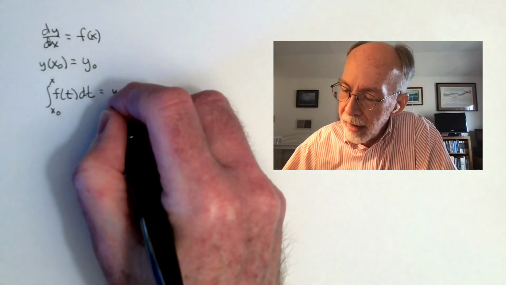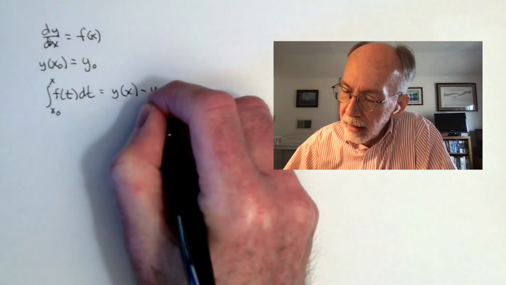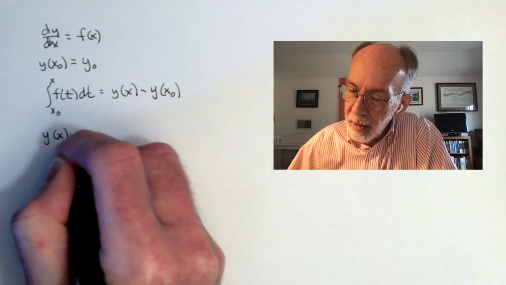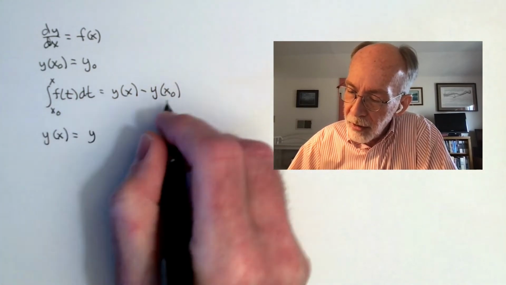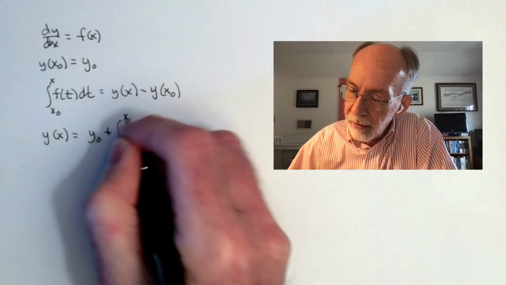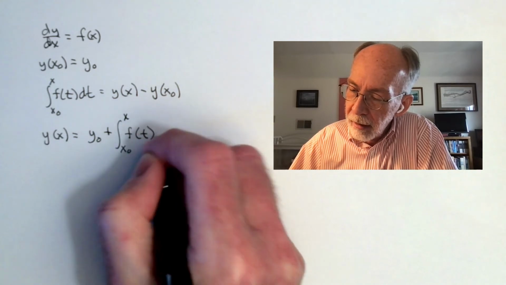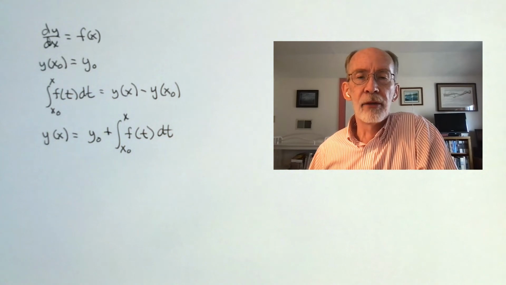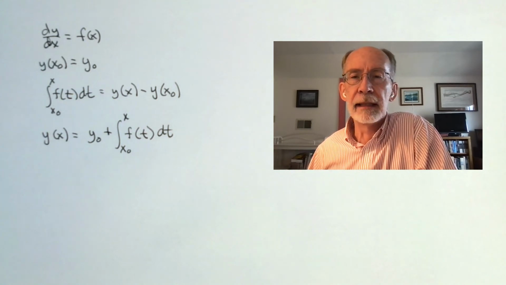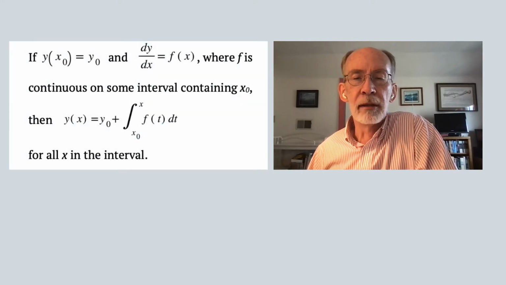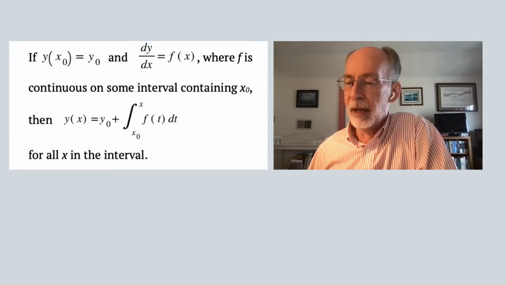In other words, y of x minus y of x naught. And so y of x, by algebra, is y of x naught, which is y naught, plus the integral from x naught to x of f of t dt. And we just use the t in order to not confuse ourselves, since x is already in use in another fashion in this integral. I'll flash the formal result on the screen, but it basically says the thing that we just wrote here.